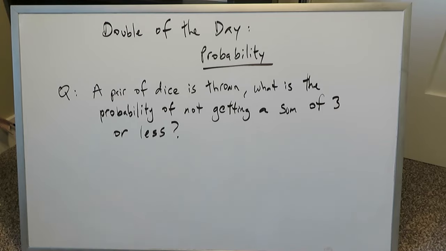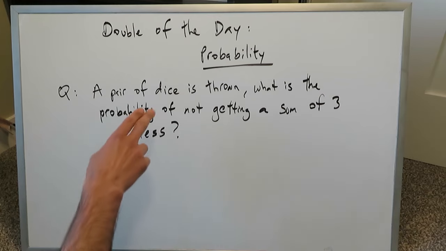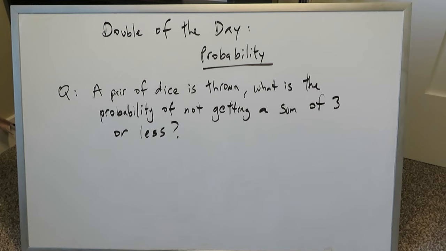Let's look here at the first question, and today's double of the day is focusing on probability. We can always revisit these topics in future videos as a need arises. A pair of dice, or you can say the plural die, is thrown. What is the probability of not getting a sum of 3 or less?